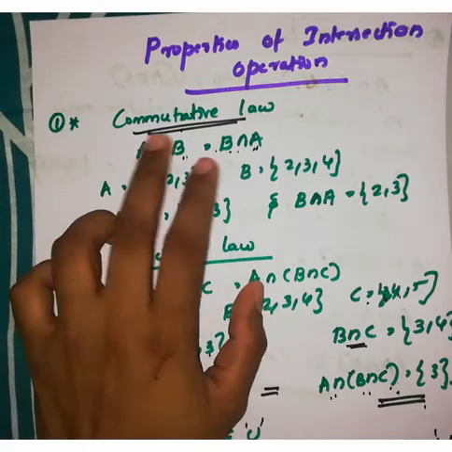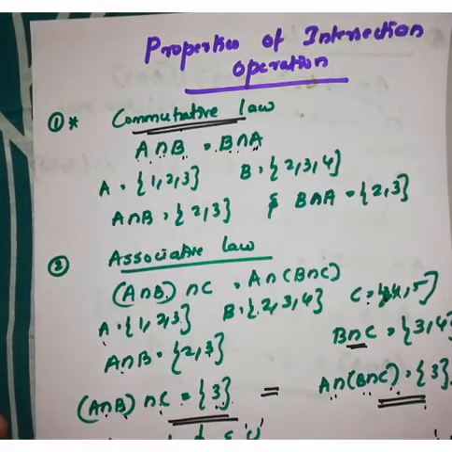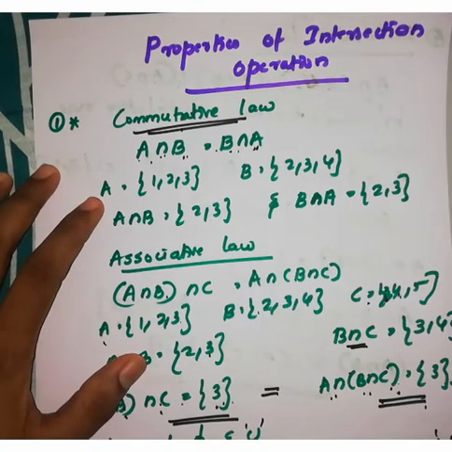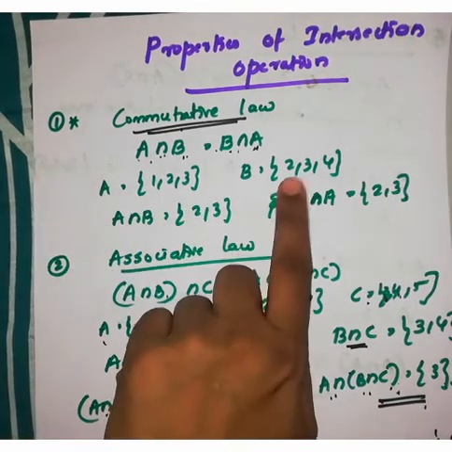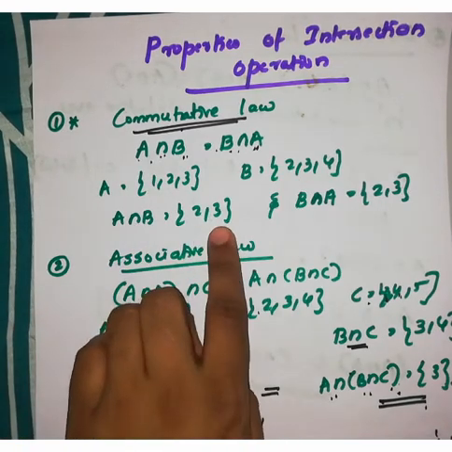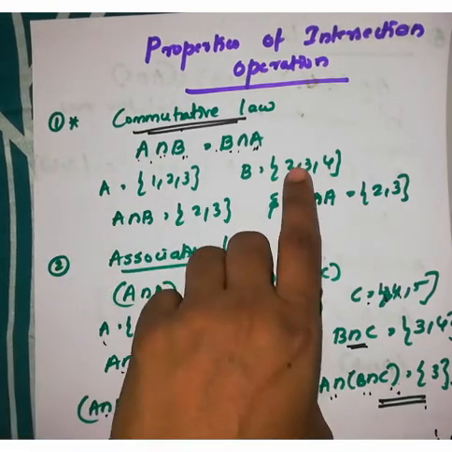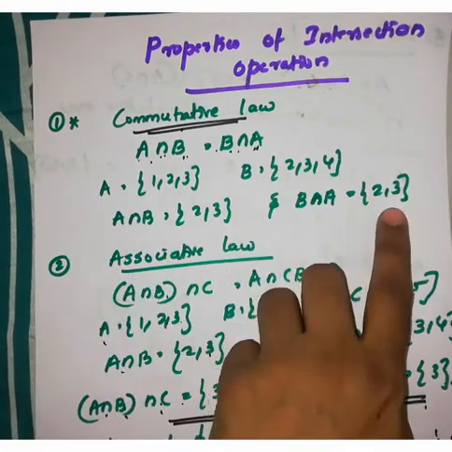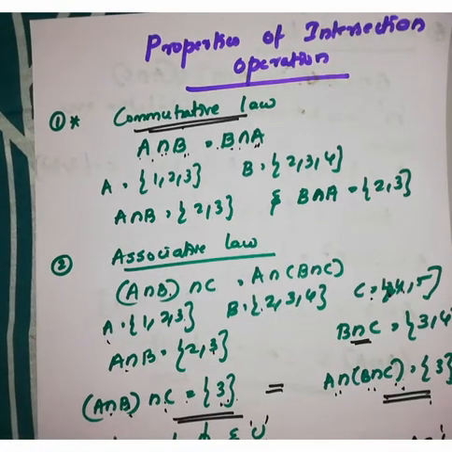That means whether we take A intersection B or B intersection A, it will be the same. Let us consider an example. A is equal to 1, 2, 3. B is equal to 2, 3, 4. What is A intersection B? The elements common to both A and B are 2, 3. What is B intersection A? The elements common to both B and A are 2, 3. So this law is known as the commutative law.